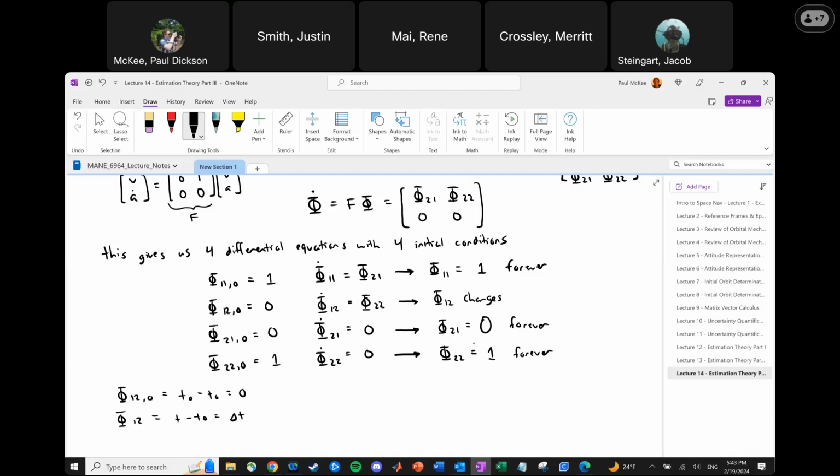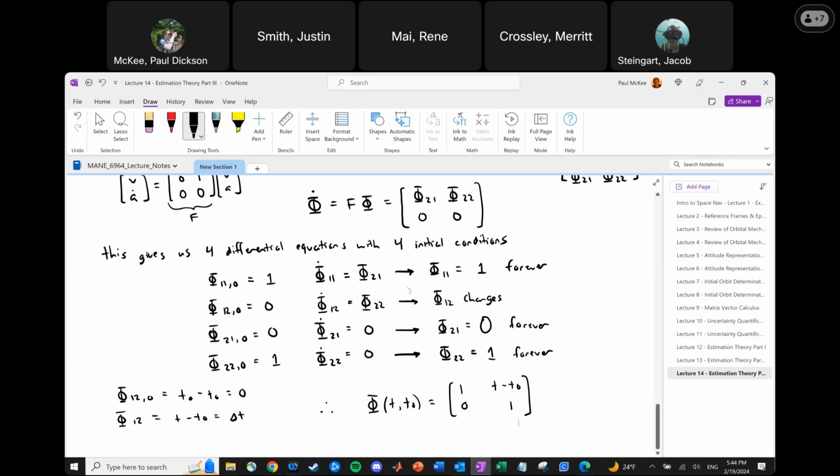So essentially it's going to be just a straight line, and you can think of it as the time since we started taking measurements. This is essentially what phi 1, 2 is. So if we put this all together, the mapping between the current time and the initial time is [1, t minus t initial; 0, 1]. That is our state transition matrix that we need to proceed in this problem.